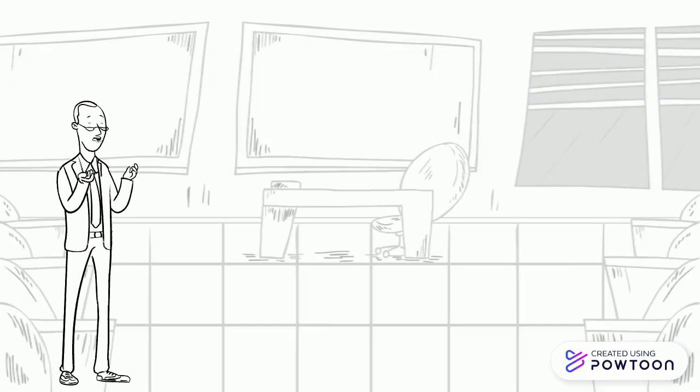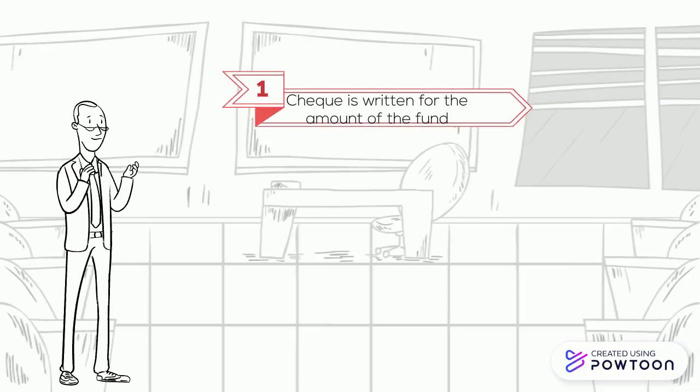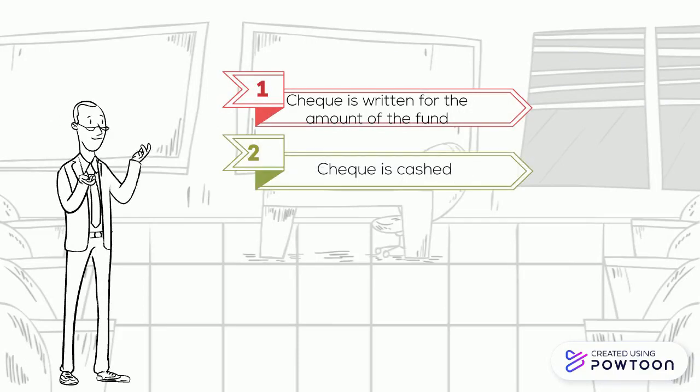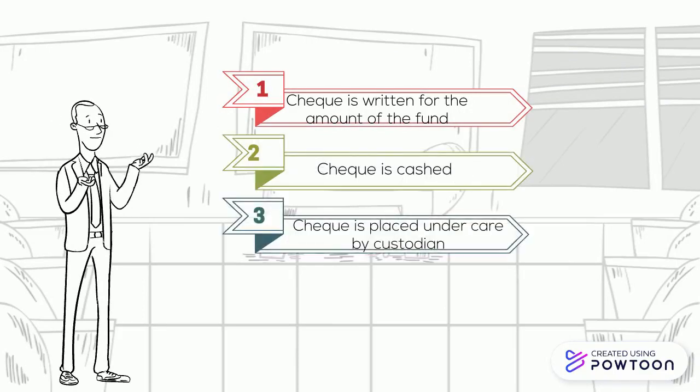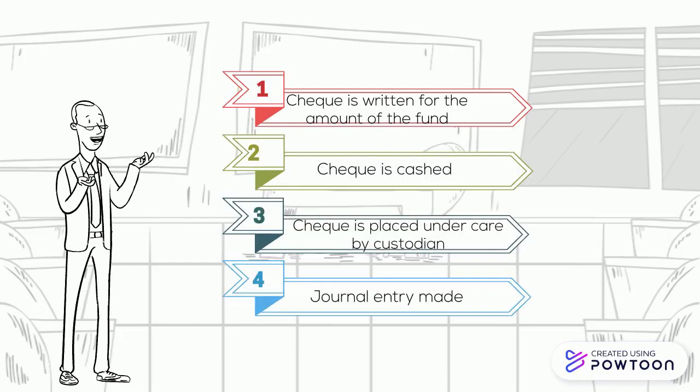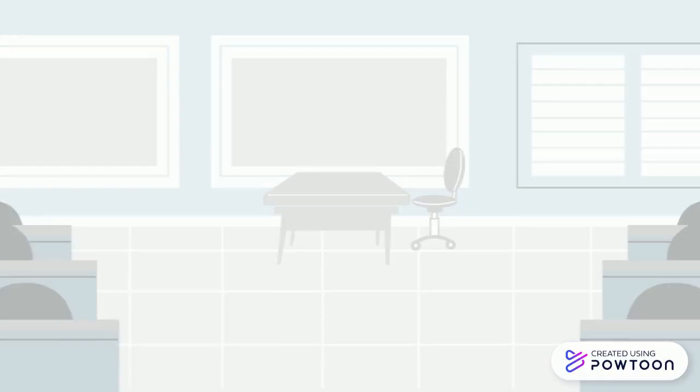To establish a petty cash fund, a check is written for the amount of the fund. The check is then cashed and placed under care by an employee who has been appointed as the custodian. Following this, a journal entry is then made to record the establishment of the fund.